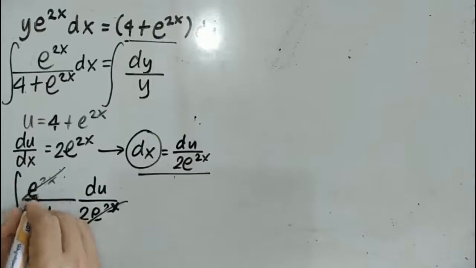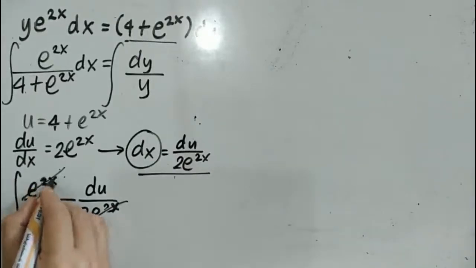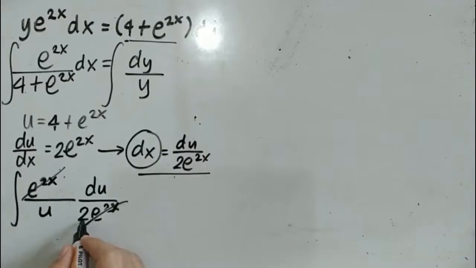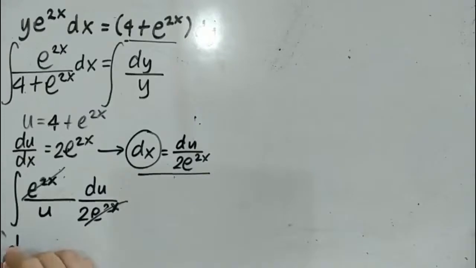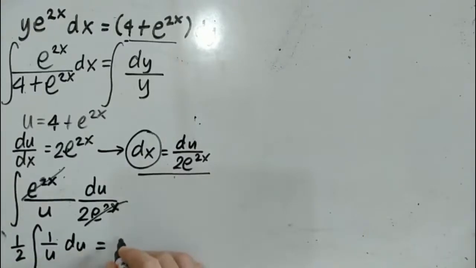Okay. And we move to, actually this is 1/2 because it's in the numerator outside the integrand. So we have 1/2 integral 1 over u du equals integral of dy over y. As you can clearly see, it is a case of the log rule for integration.